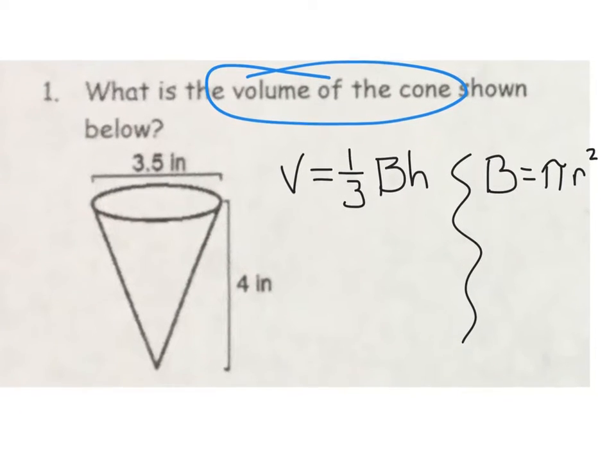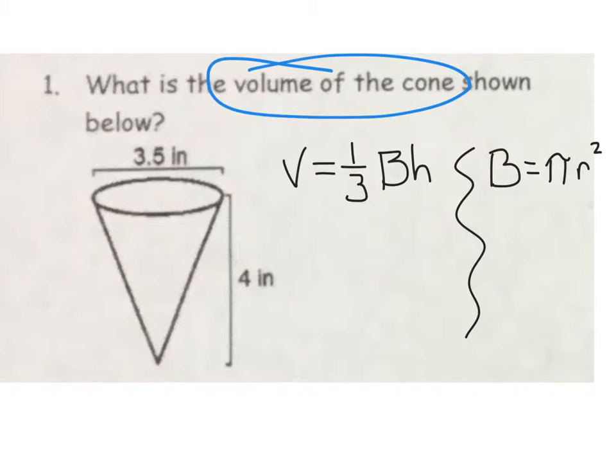So on my cone picture here, it gives me a diameter of 3.5. We have to cut that in half. So the radius for this is 1.75. Like so. Okay?